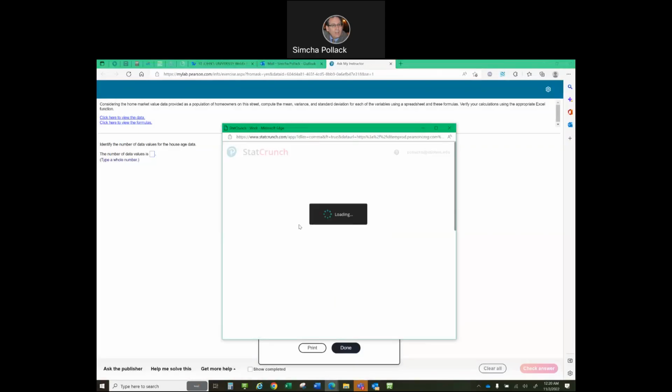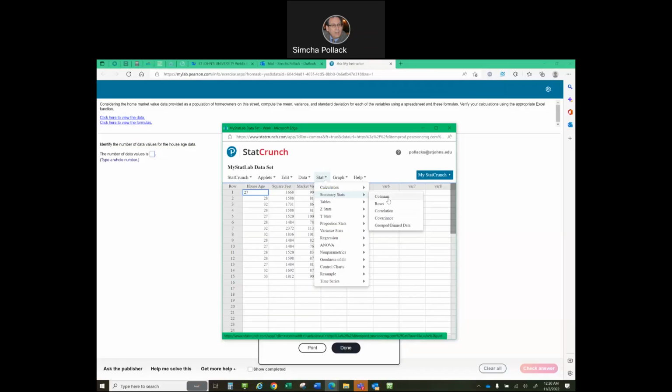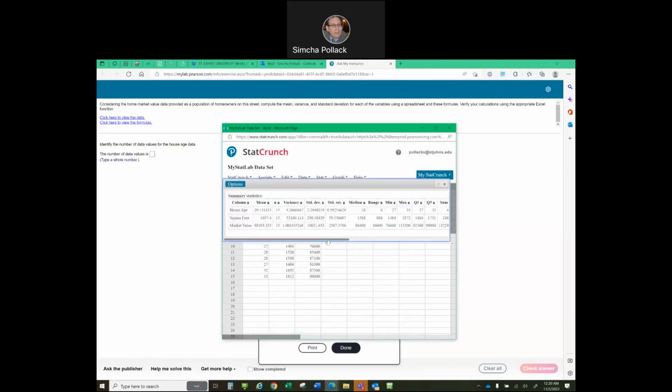My preference, but you might, again, easily do this in Excel. You want Stat, Summary Stats, Columns. You want all 3 columns. I think they ask you questions about all 3 of them. So Control A. You might as well get, I'm not sure what you're going to need here. So let's do all of them, compute, and we have 3 sets of statistics.